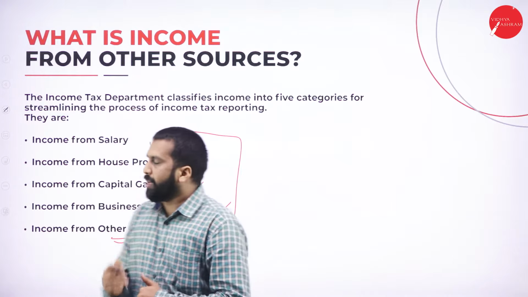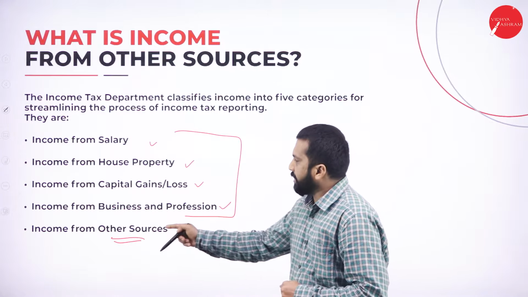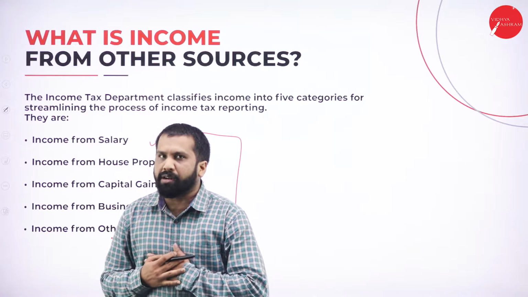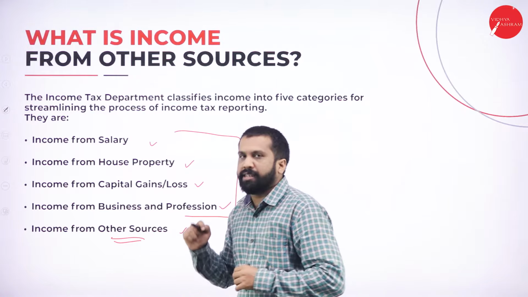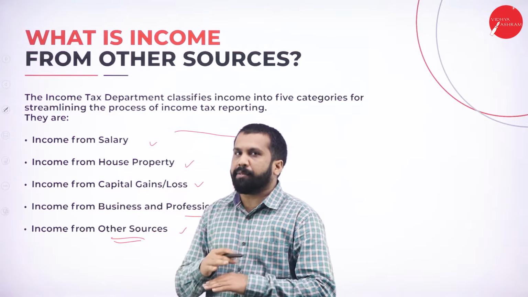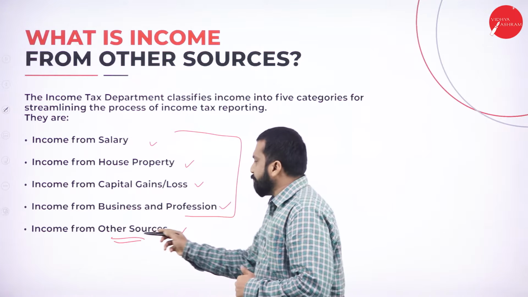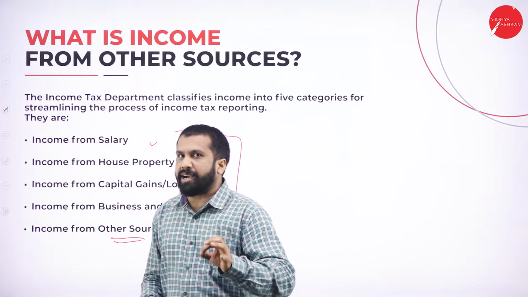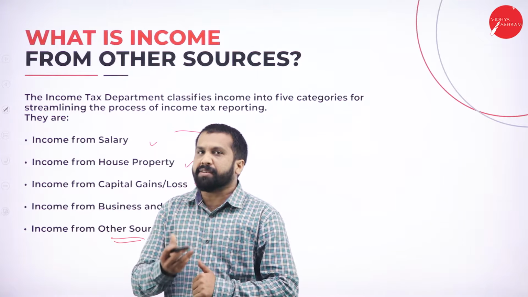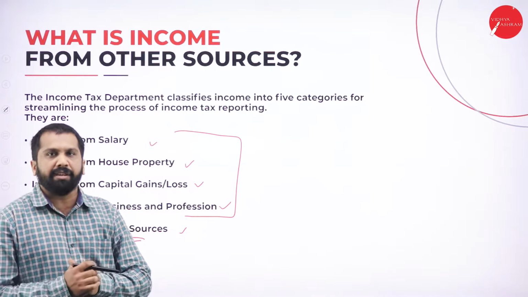Clear? Again, I'll repeat. Other than these 4, whatever extra income we get, we call it as income from other source. There is no profession required. Like, I am a doctor. Can I get income from other source? Yes. I am a teacher. Can I get income from other source? Yes. I am not working. Can I get income from other source? Yes. Why? Because income from other source is not a particular or fixed income you get monthly. It is not like that. It depends on your luck, your ability.